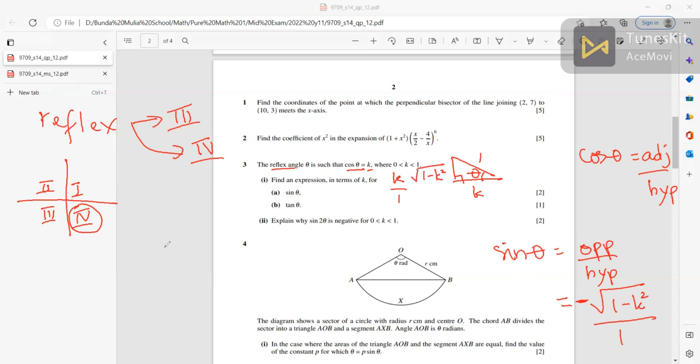And then for the b, tan theta. Tan theta equals to opposite over adjacent. So for the opposite, it is square root 1 minus k squared over adjacent, it is k. But remember, tan theta in quadrant 4 is also minus. So we have to put minus in front. So that is for the part 1.